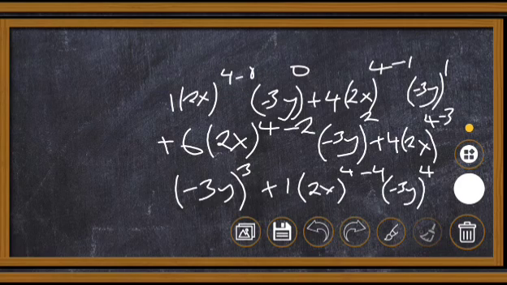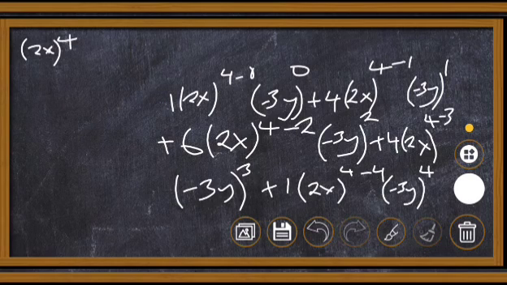So power 4 minus 1, or rather 0 here. So power 4 minus 0 is going to be 4. So we're going to have 2x power 4, since 4 minus 0 is just 4. So it's going to be power 4.